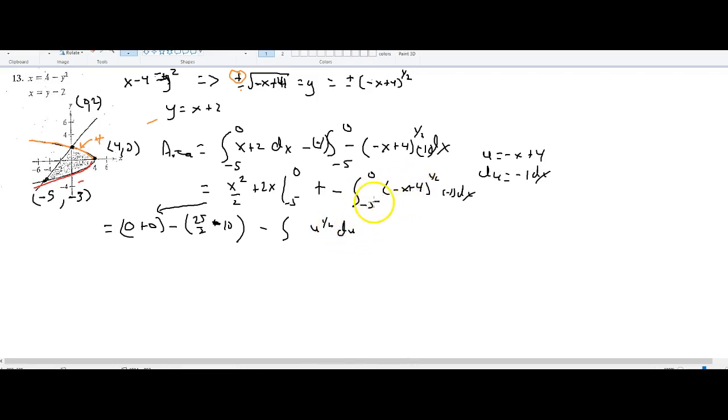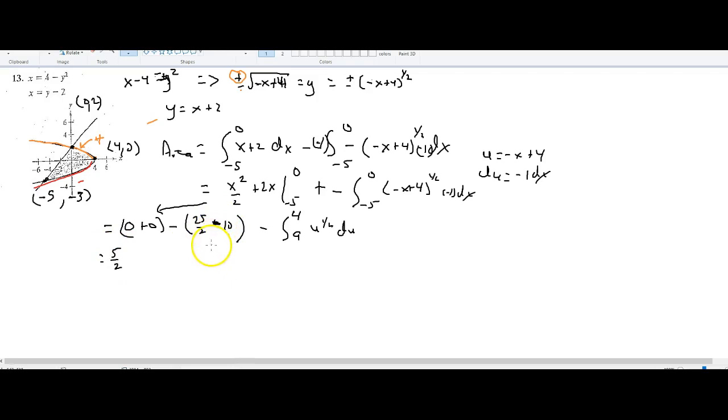But now I've got this other thing. We're going from negative 5 to 0. I've got to plug in my negative 5 right here, and I get the bottom bound is going to be 9. I plug in my 0 here, and I get 4 up here. Makes sense? And so cleaning this up, this left-hand side just becomes 5 halves.